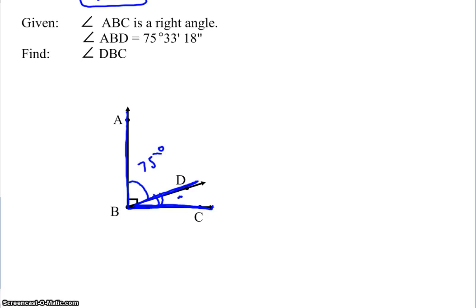It's the same idea. It's just we don't have 75 degrees. We got a little bit more than that. We got 75 degrees, 33 minutes, and 18 seconds. But it's still the same thing. Still going to subtract it from 90 to come up with this leftover angle down here.